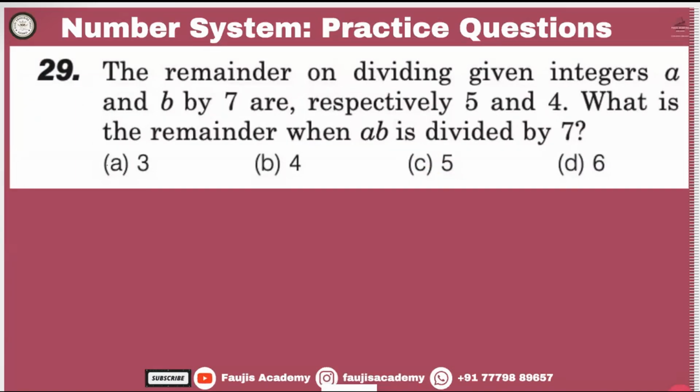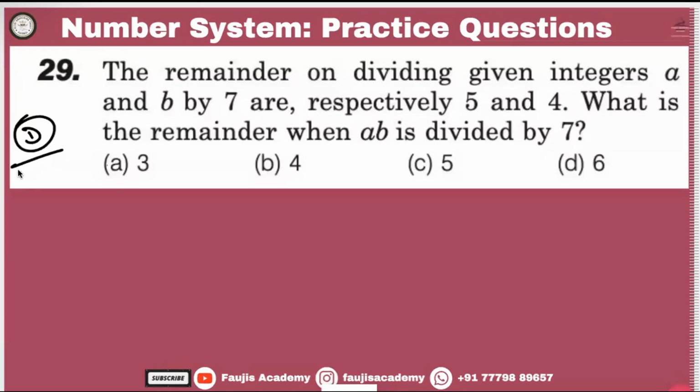This one. Think of a number which, when divided by A and B, the remainders on dividing the given integers A and B by 7 are respectively 5 and 4. Think of that number. Don't think in terms of variables. Think in terms of some constant. First of all, you need to understand the question. Read the question, understand it first, and tell me if you are understanding the question or not.